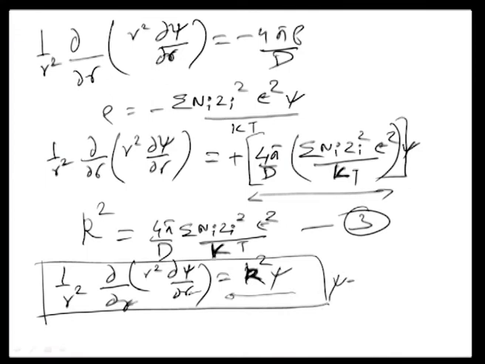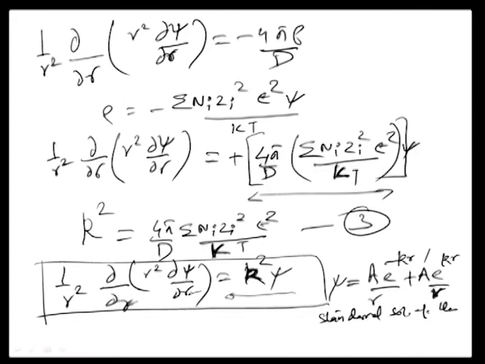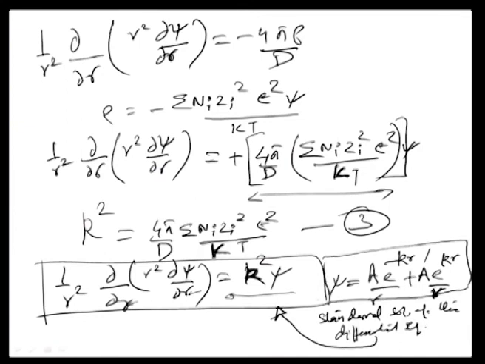the standard solution to this comes out as xi equal to some constant a times of e to the power of minus small k r by r plus some constant a dash times of e to the power of small k r by r. So that is how the standard solution of this equation comes out. So we will take the solution and try to investigate what these values of a and a prime are, based on the boundary conditions that are imposed to us through this problem.